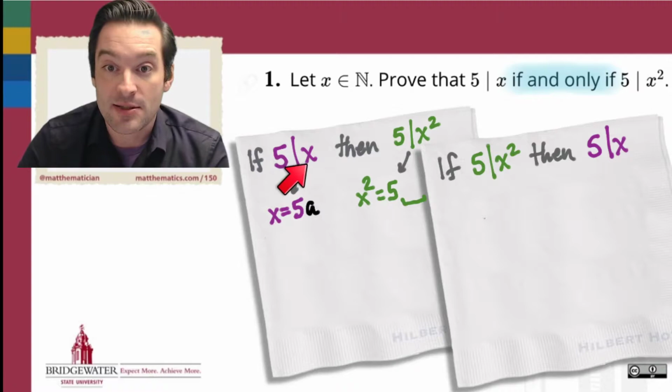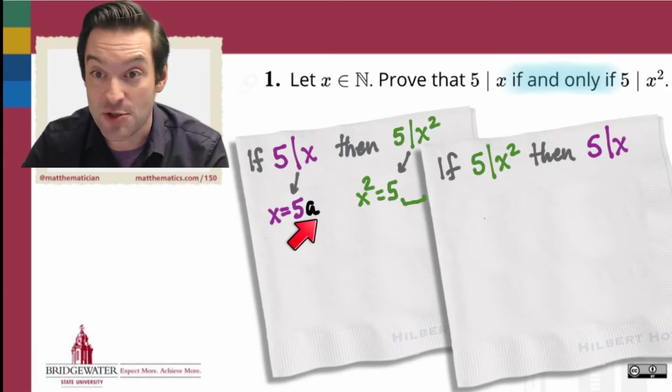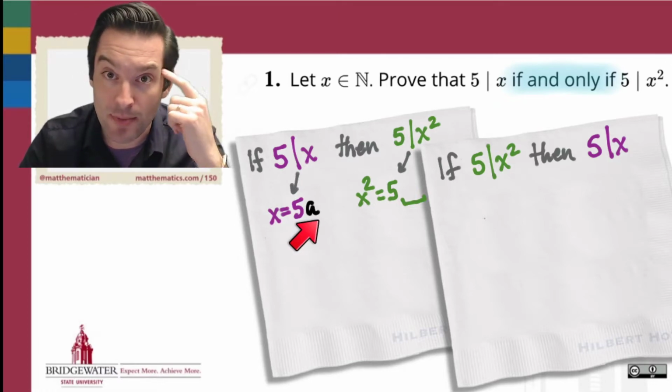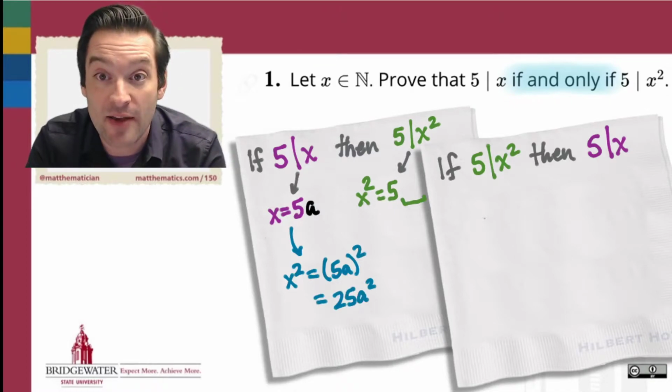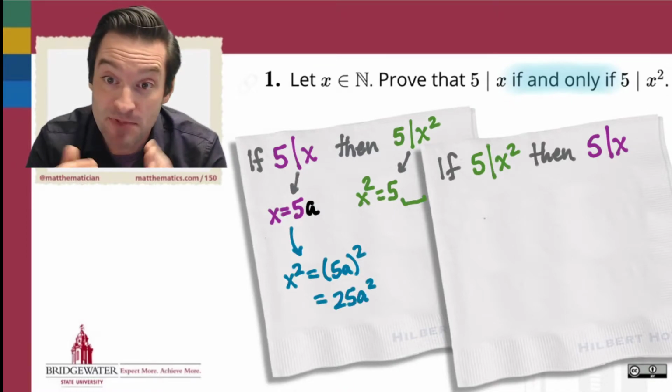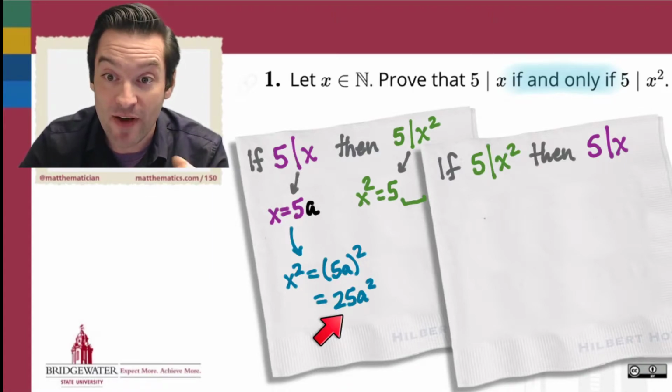So if we know that x is a multiple of 5, that means x is equal to 5 times some integer. I'm just going to call that integer a. I'm on my napkin, so I'm just going to remember that a is an integer right now. And then ask, well, if I know that x is equal to 5a, what do I know about x squared? So I'll take 5a, square it, expand out that square, I get 25a squared.